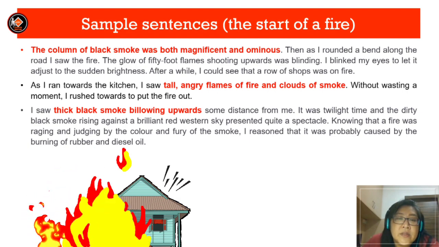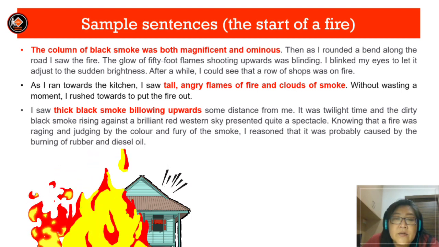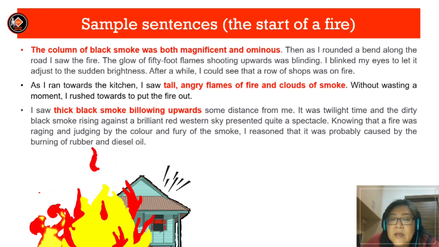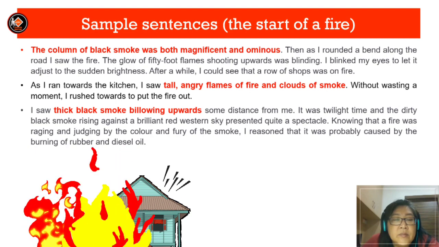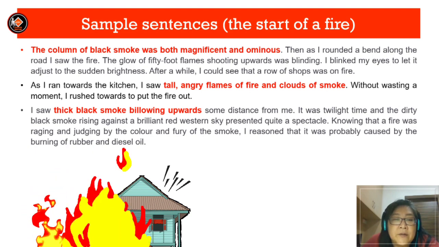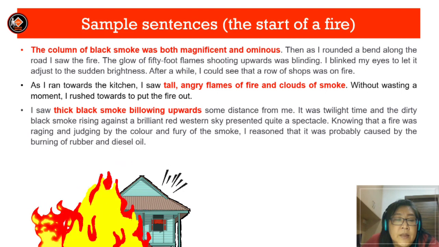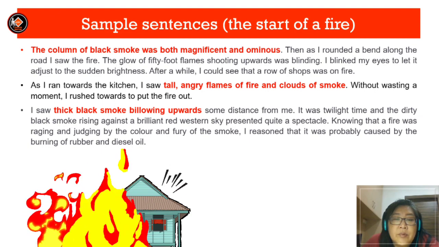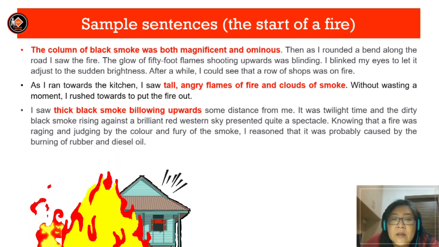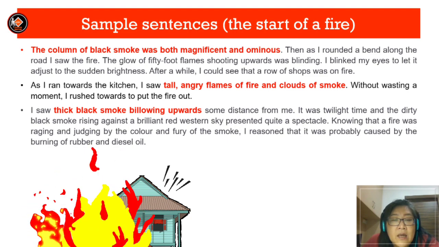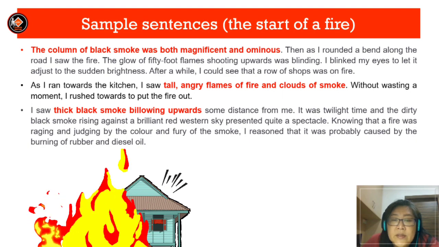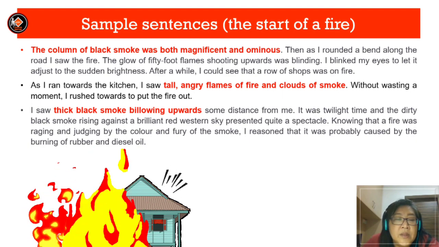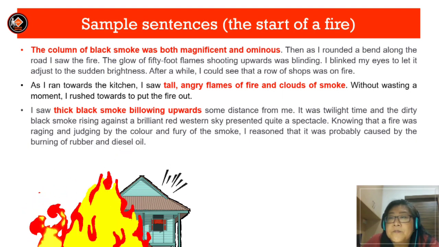As I ran towards the kitchen, I saw tall, angry flames of fire and clouds of smoke. Without wasting a moment, I rushed towards it to put out the fire. I saw thick black smoke billowing outward some distance from me. It was twilight time, and the dirty black smoke rising against a bright red western sky presented quite a spectacle. Knowing that a fire was raging and judging by the color and fury of the smoke, I reasoned that it was probably caused by the burning of rubber and diesel oil.